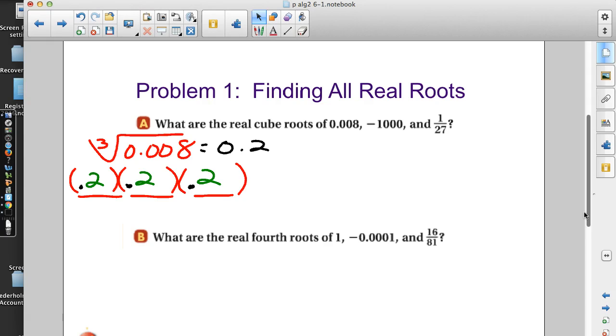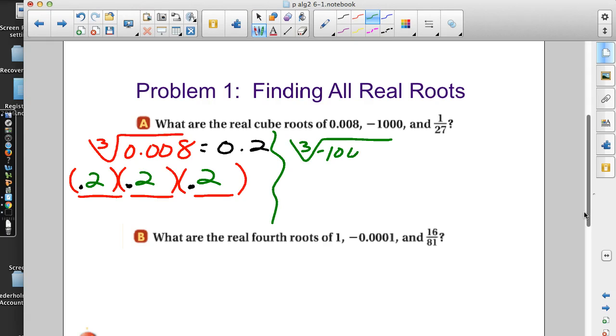Cube root, 3 slots, 3 slots. All right, negative 1,000. Let's see here. Cube root of negative 1,000. It's a lot of zeros. What number do you suppose we need to write down in all 3 of those slots?